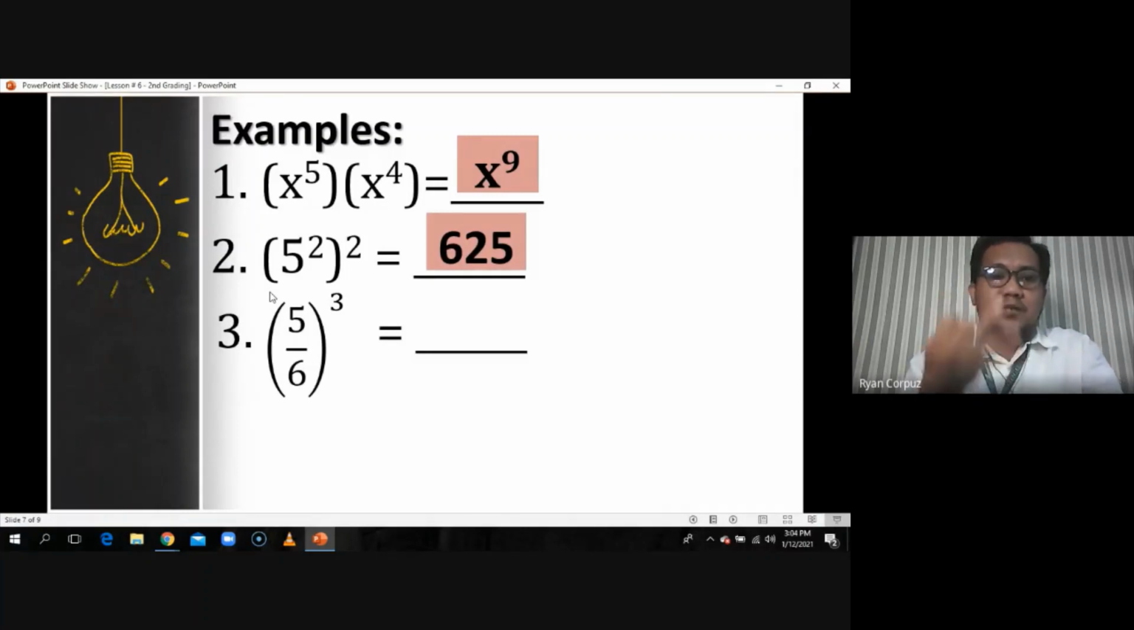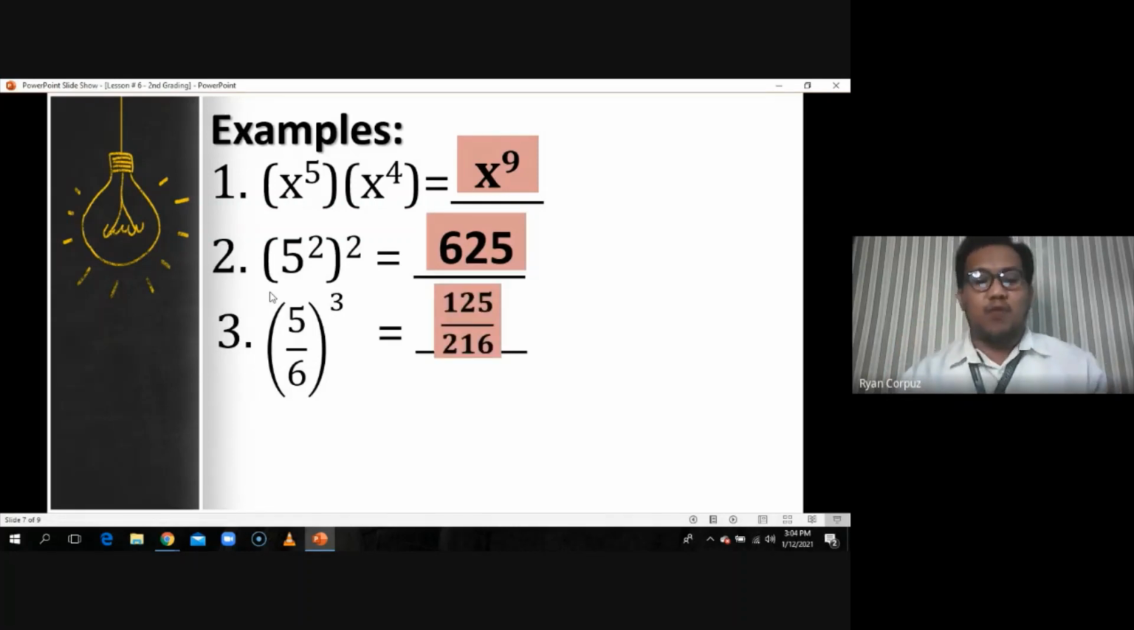Then 36 times 6, that would be equal to 216. So we do have 125 on the numerator and we do have 216 on the denominator. That's why when we simplify 5 over 6 quantity raised to 3, we'll come up with an answer which is 125 over 216. So we cannot anymore simplify it.